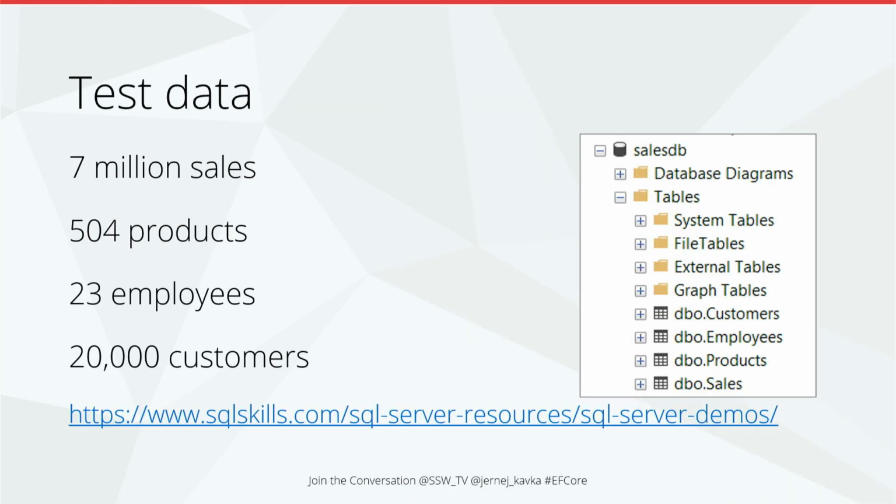Lastly, test data is from SQLskills.com. It's the sales DB. I took this database because we have 7 million sales. The reason why I picked this one specifically is it often happens that you start a project, you build on it for 6 months, you have test data, it survives staging, it goes to production, and then 6 months later, the client calls and says, everything is slow, everything is on fire. And this one hopefully demonstrates why things may go bad after 6 months.